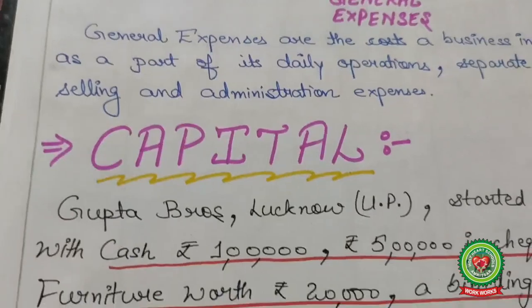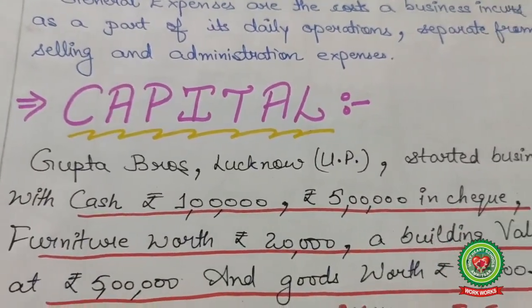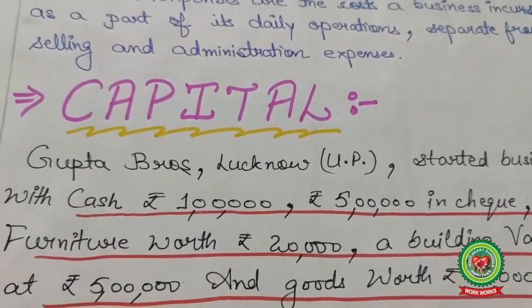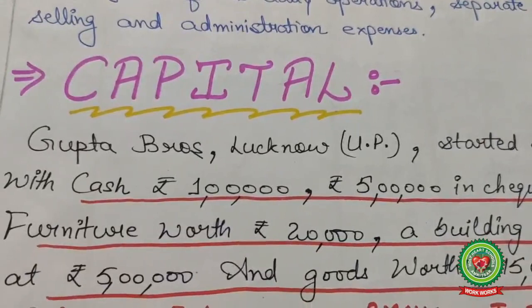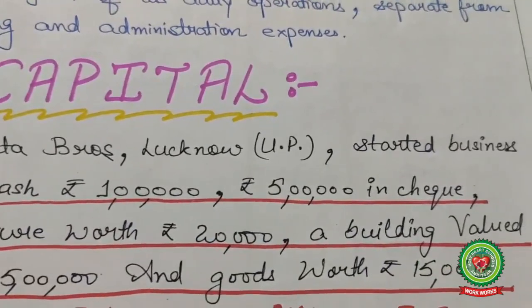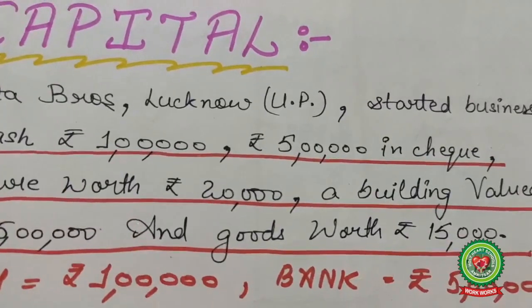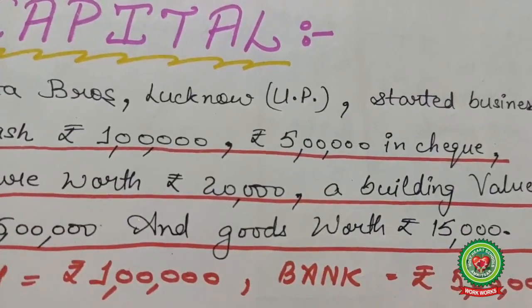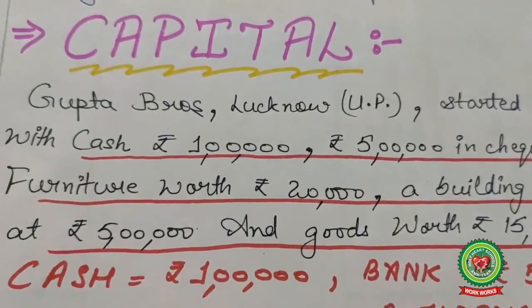Now the next term is capital. See one example. Gupta Bros Lucknow started a business with cash of 1 lakh, 5 lakh in cheque, furniture worth rupees 20,000, a building valued at rupees 5 lakh, and goods worth rupees 15,000. So here find out the capital.